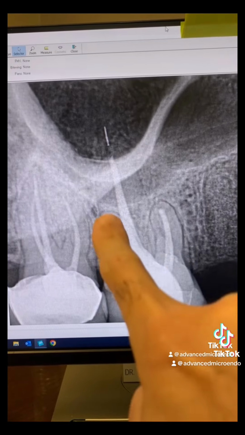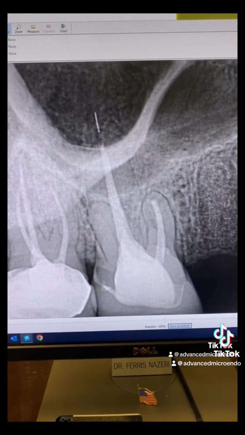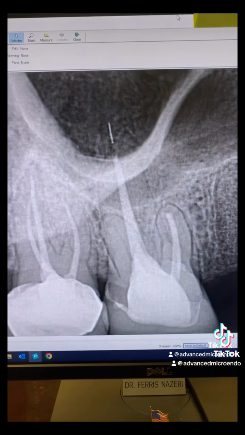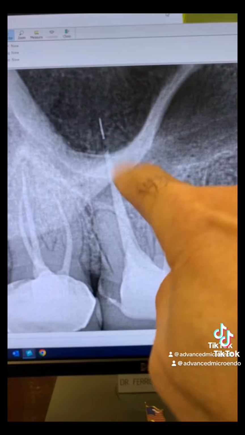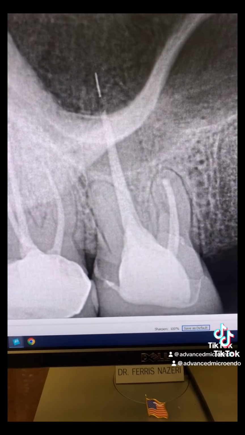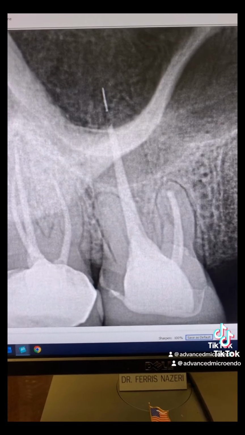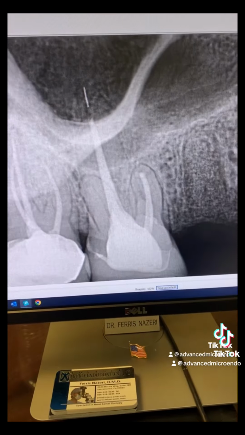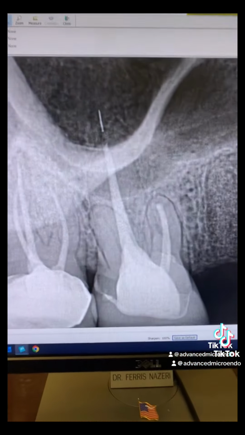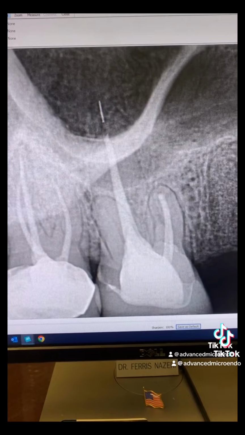What happened to the distal buccal canal? What the heck is this? Well, that's a broken file, of course, right? That's a broken file right there. And it looks like it's right into the sinus. And it's stayed there for years, over 10 years. No periapical radiolucencies, none. No periapical radiolucencies whatsoever.